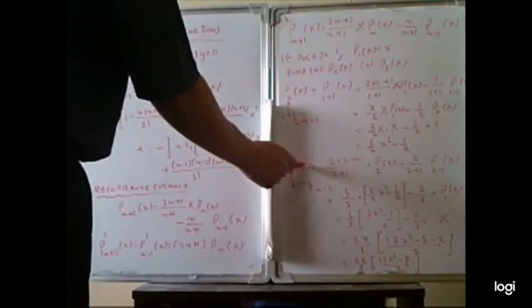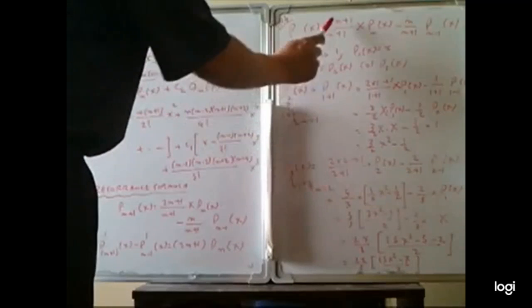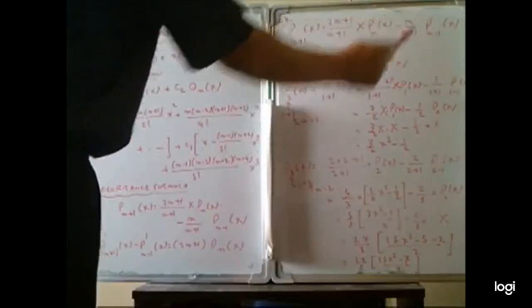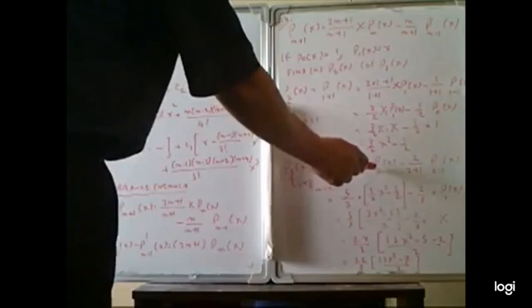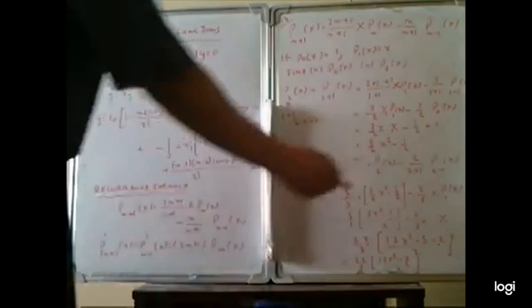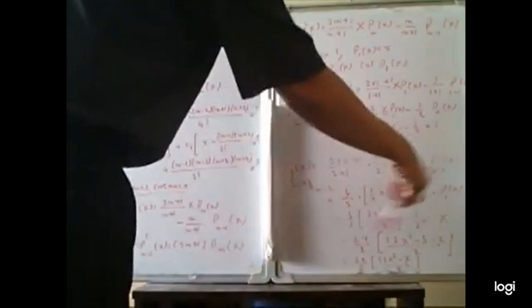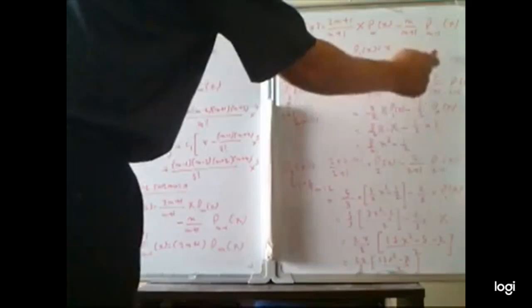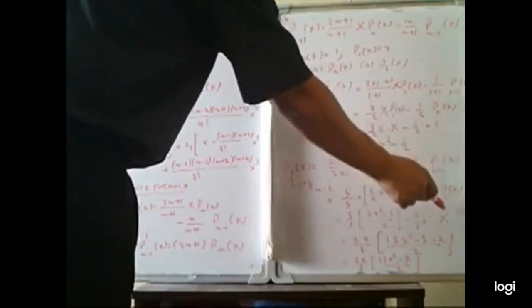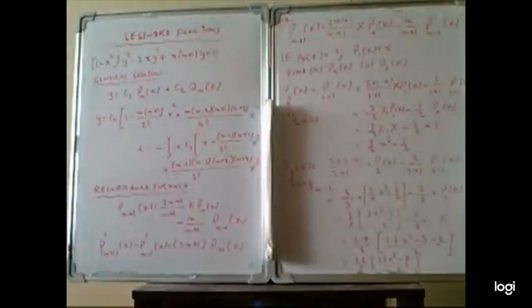For the P3(x), 3 is 1 plus 2. So we compare with the n plus 1, so n is equal to 2. In the place of the n, we substitute 2 here. So here is the P2(x). The P2(x) will be 3x squared minus half. By solving this one, here we substitute P1(x). We already have P1(x) as x. So by solving this one, we get the P3(x) value.